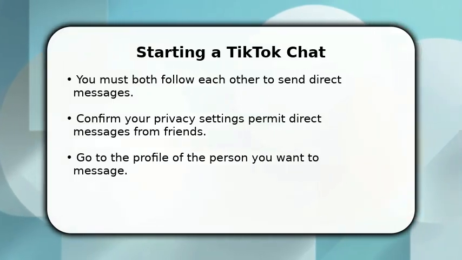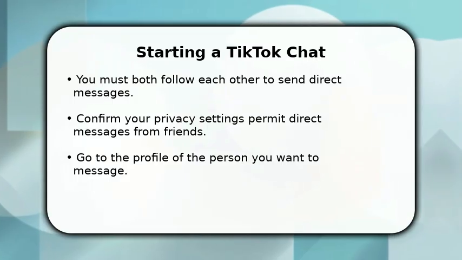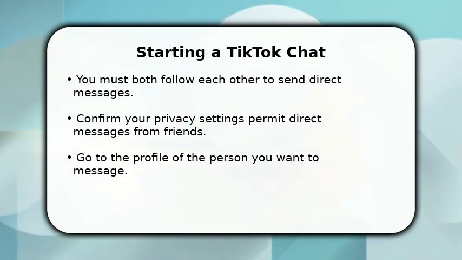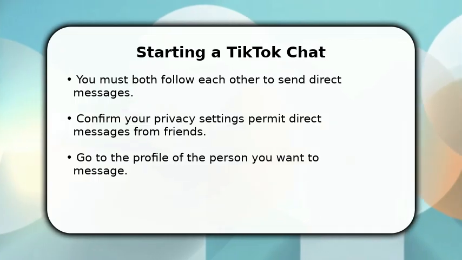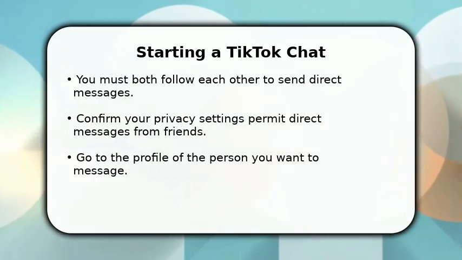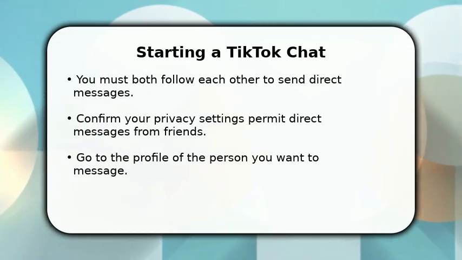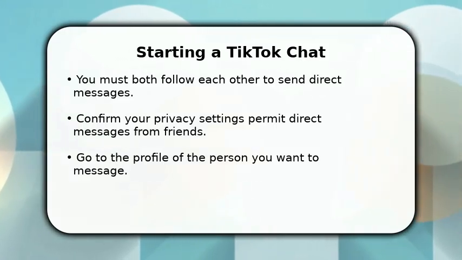First, let's cover the basics. To send a direct message, both you and the other person must be following each other. This is a key privacy feature. Also, make sure your own privacy settings are configured to allow direct messages from friends. Once these two conditions are met, you are ready to begin.